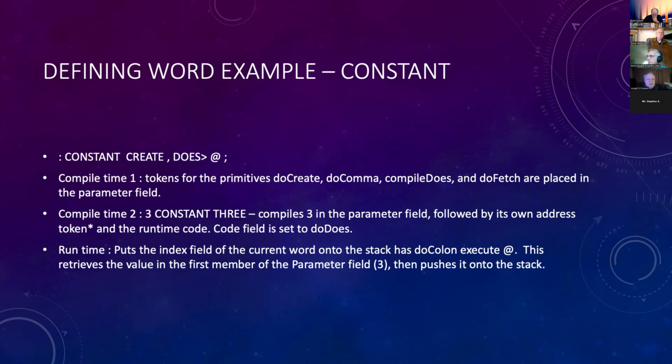Compile time 2, that's when a constant is defined. So I have 3 constant 3. It compiles 3 into the parameter field, followed by its own address token and the runtime code. Code field is set to do does. At runtime, it puts the index field of the current word onto the stack, has do colon execute fetch. This retrieves the value in the first member of the parameter field, which is 3, and then pushes it onto the stack.